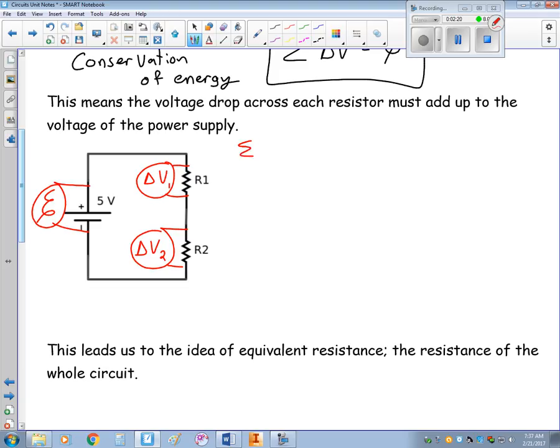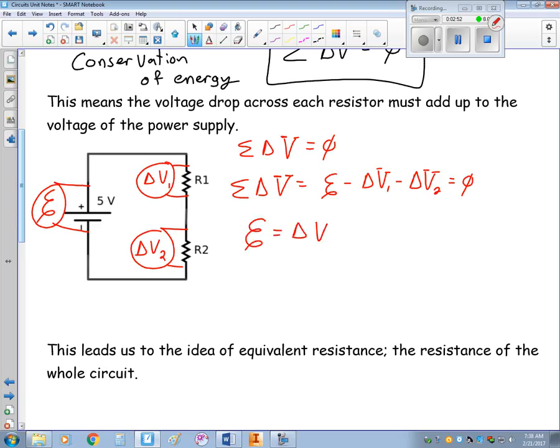So the sum of all voltage drops for a circuit must equal 0 according to Kirchhoff's. So the sum of all voltage drops for this particular circuit, I would have the EMF minus this delta V1 minus this delta V2 equals 0. So the EMF then would equal that.